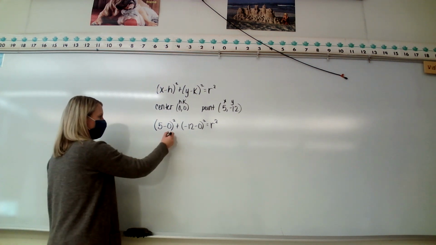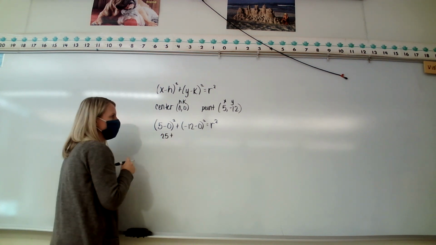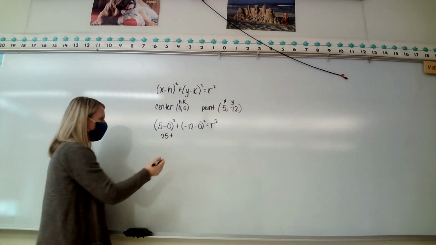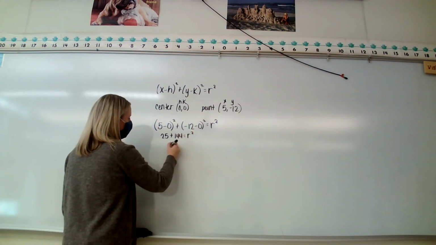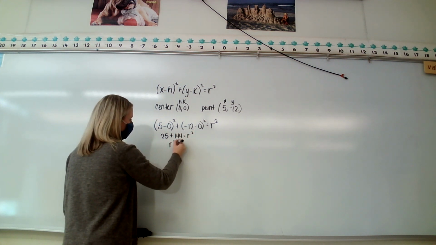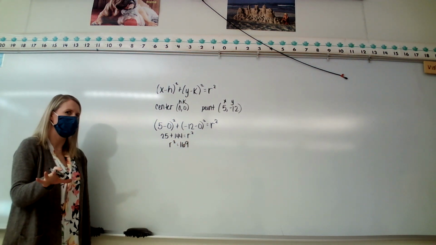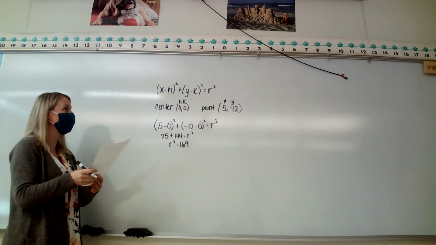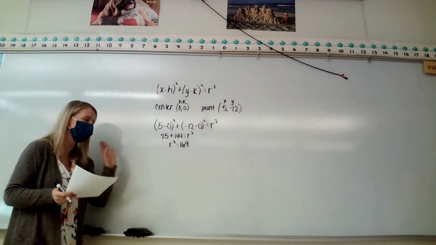Okay, well that's easy. That's just 5 squared, which is 25, plus negative 12 squared, which would be 144, equals r squared. So r squared equals 169. I actually don't need to find r, right? Because in my formula, I need r squared, so I can just leave it like that. If you want to write that r is 13, go for it.